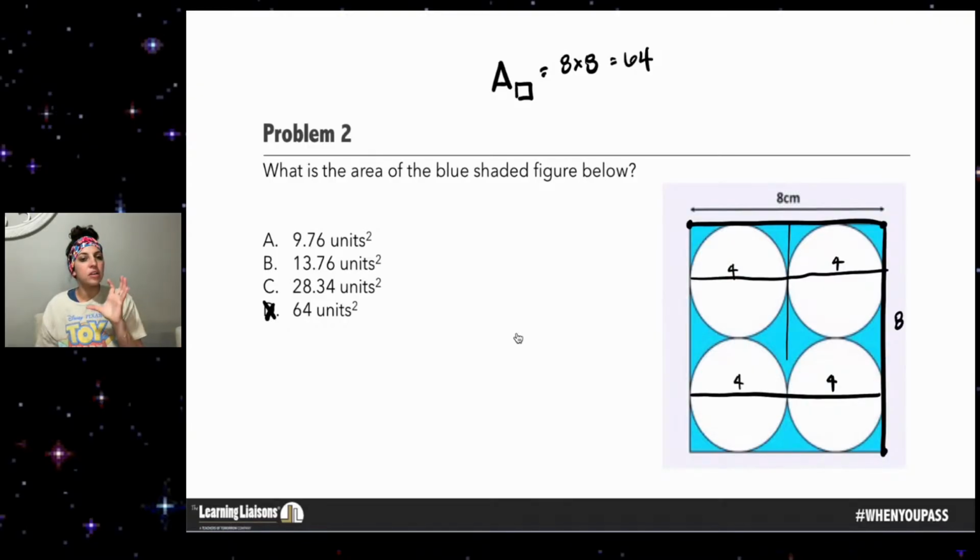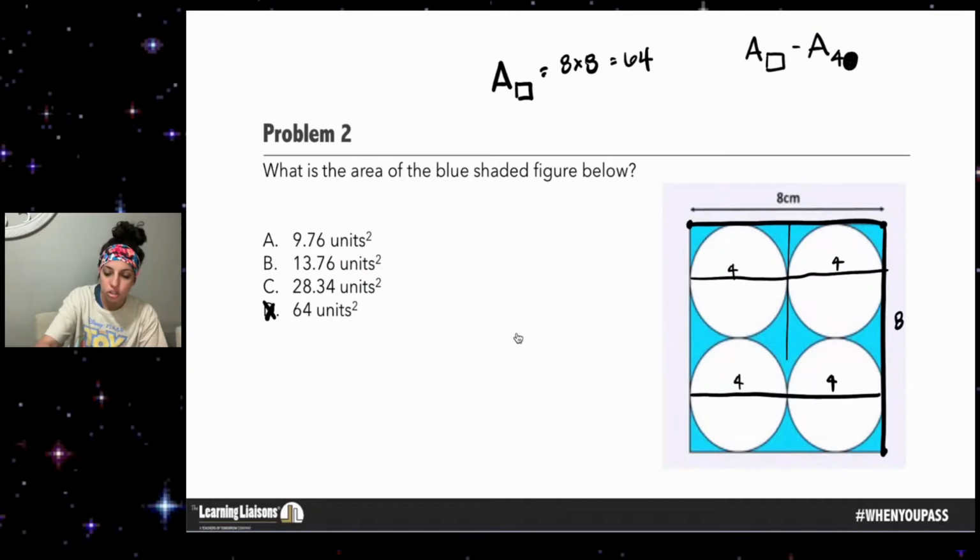How am I going to find blue only? Well, I need to do the area of my square minus the area of 4 circles. So I need to do 64 minus the area of 4 circles.